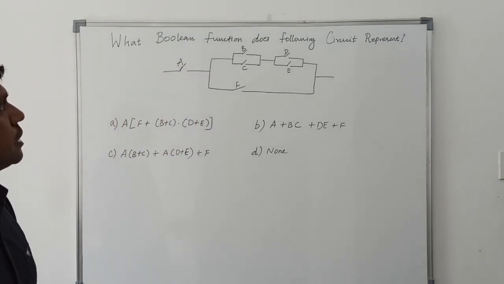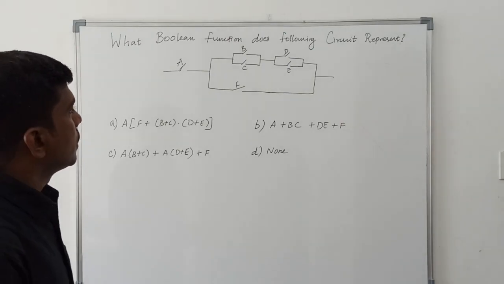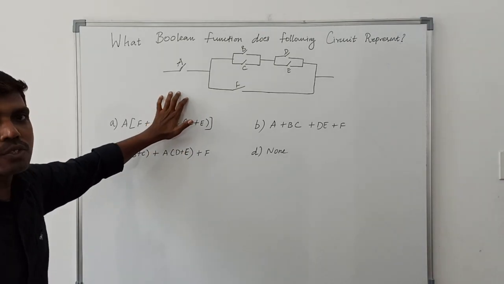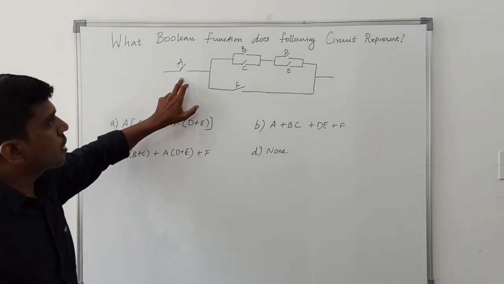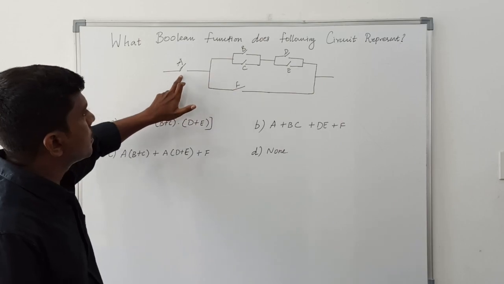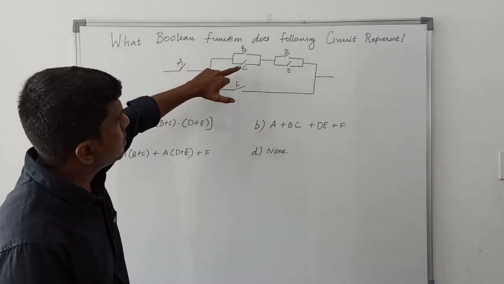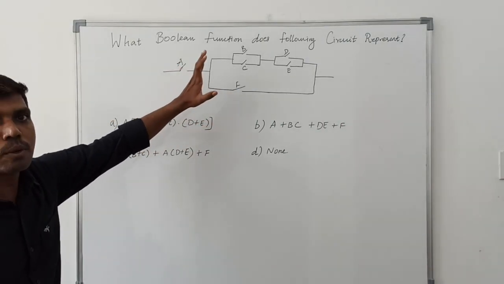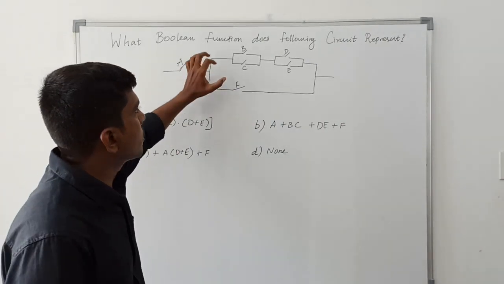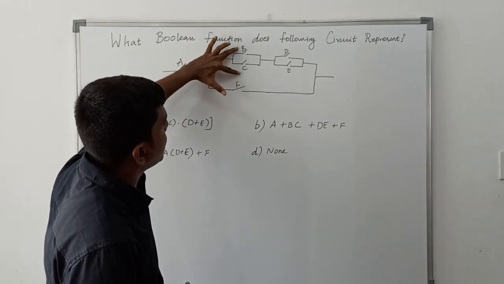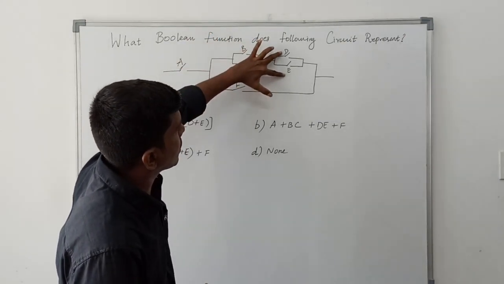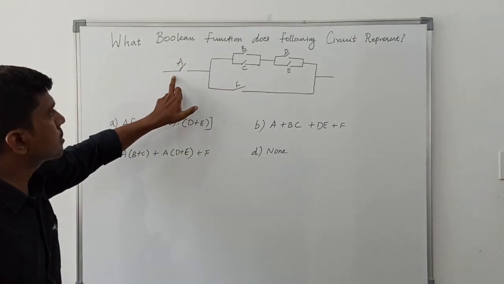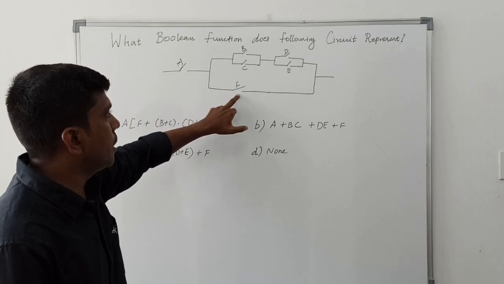What Boolean function does the following circuit represent? Here a circuit is shown in the figure. This circuit consists of multiple switches, namely 6 switches called A, B, C, D, E, F. Some of the switches are connected in series and some in parallel. Here B and C are connected in parallel, D and E are connected in parallel. F is connected in parallel with BC. A is in series with BC and F.